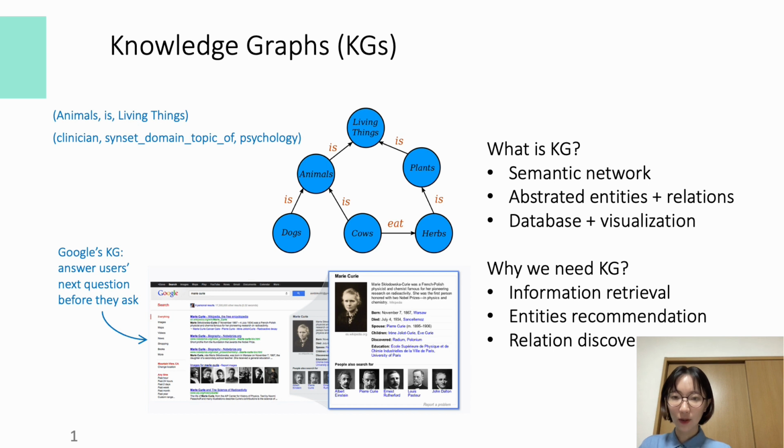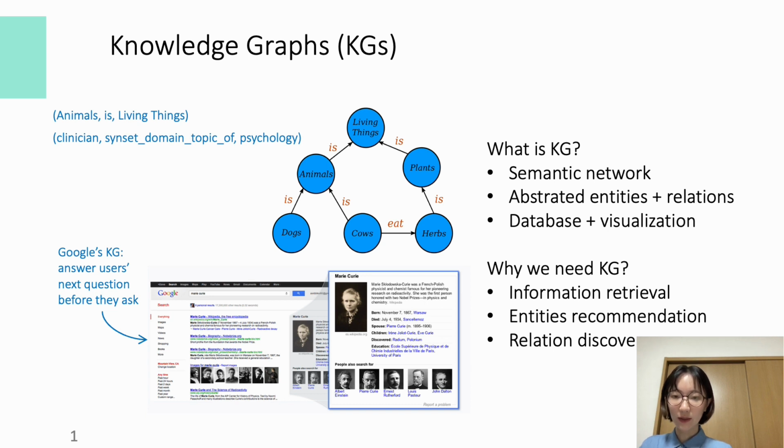It can also be described as a semantic network, abstracted entities and relations, visualized database. A triple, for example, animals, is, living things, is widely used as a representation of elements in the KG. Animals, is, living things are the head entity, relation, and tail entity, respectively.